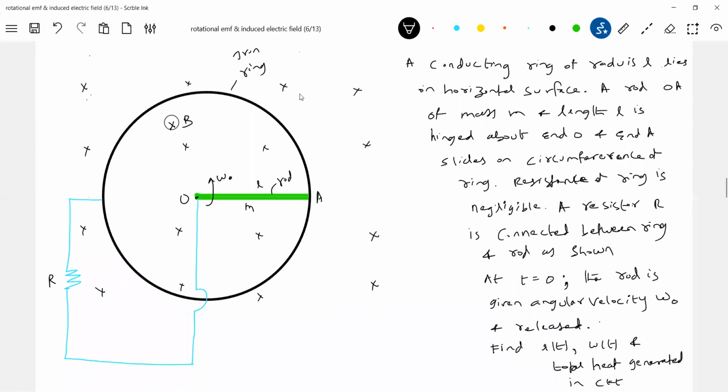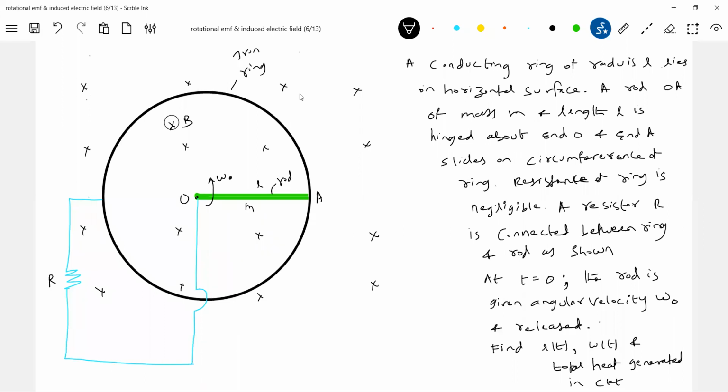a conducting ring of radius L lies on a horizontal surface. How will the weight act? mg will act into the plane. A rod OA of mass m and length L is hinged about end O, and end A slides on the circumference of the ring. Resistance of ring is negligible. A resistor R is connected between ring and rod as shown. You can see that blue colour one. At t equals 0, the rod is given angular velocity omega naught and released. Find I of t, omega of t, and total heat generated in the circuit.